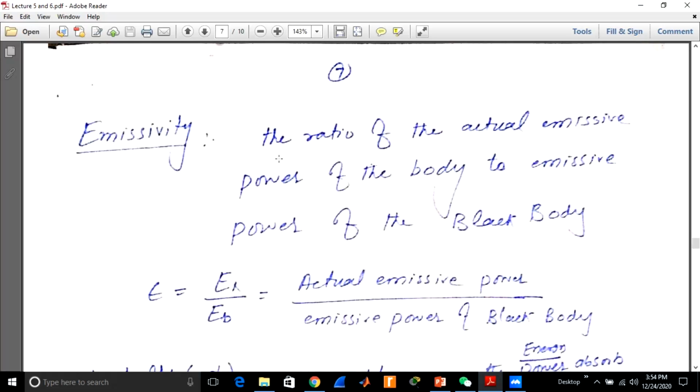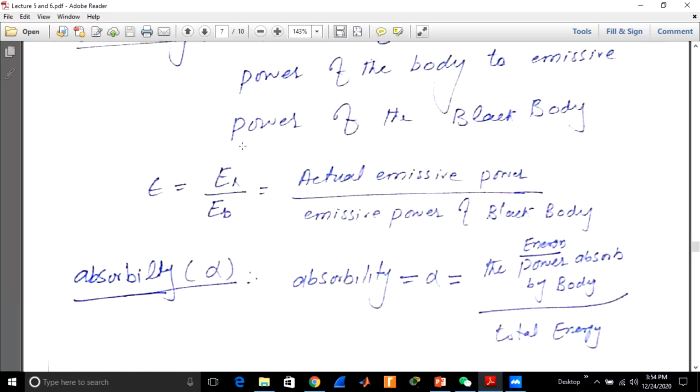In a similar case, we will study in the coming semester, in the case of antennas, how we check the gain and directivity of the antenna. We will compare the actual directivity of the actual antenna to the isotropic antenna. Similarly, the ratio of the actual emissive power of the body to the emissive power of the black body is called the emissivity, and it is E lambda divided by EB. E lambda means the emissive power of the actual body, and EB means the emissive power of the black body. So this is called emissivity.